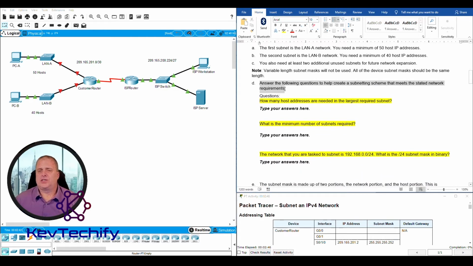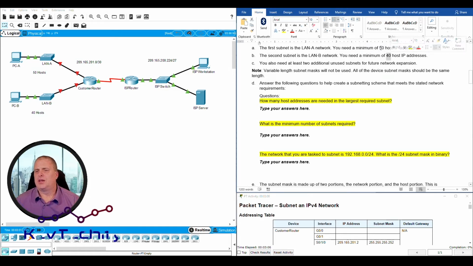Answer the following questions. Create a subnetting scheme that meets the stated network requirements. First question, how many hosts are needed in the largest required subnet? We go back up to our requirements. This first subnet says we need 50 hosts. The second subnet, LAN B, says we need 40. So our big number right here is 50 hosts.